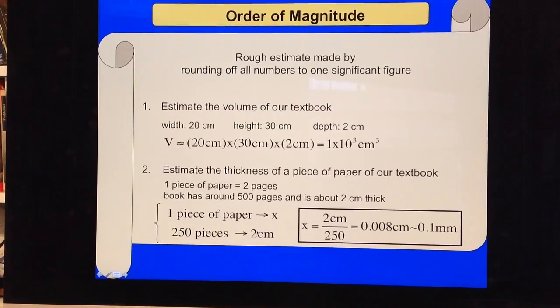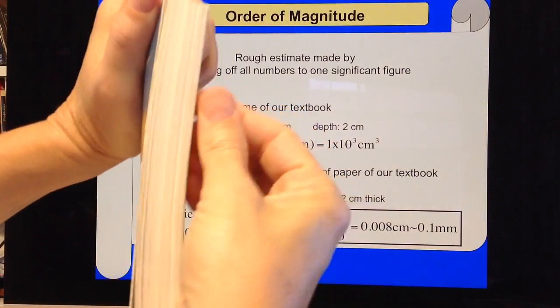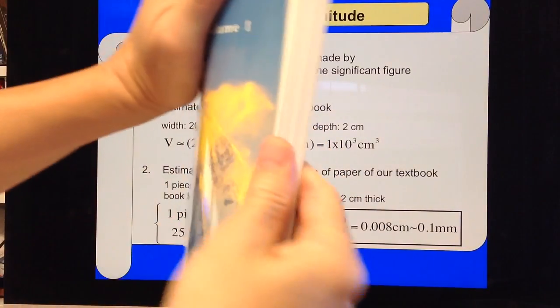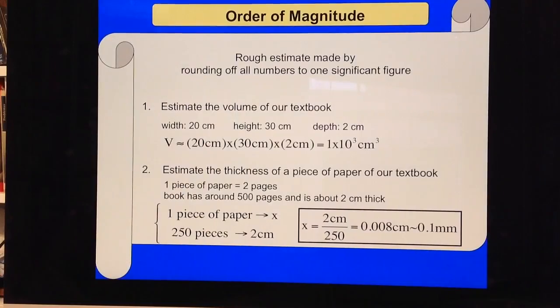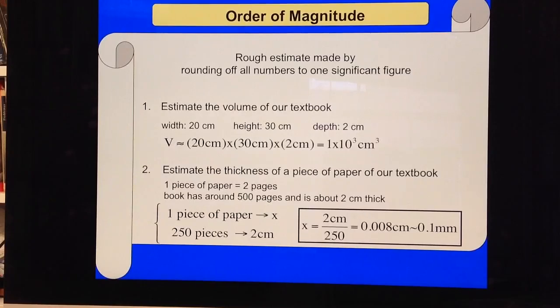Now the thickness, the depth, the thickness of this whole amount of 500 pages or 250 pieces of paper is 2 centimeters. So what is the thickness of a single piece of paper? Well, 2 divided by 250, which is approximately 0.1 millimeters. Okay, so this is all just an estimate, a little game.